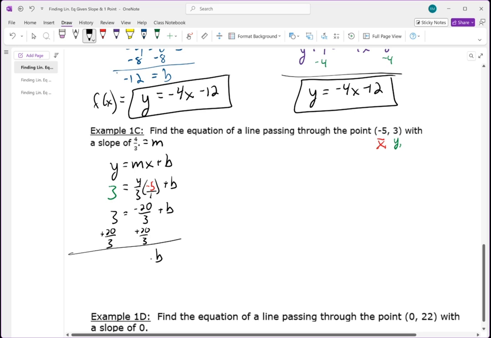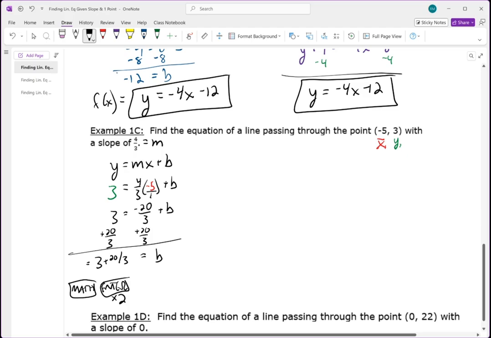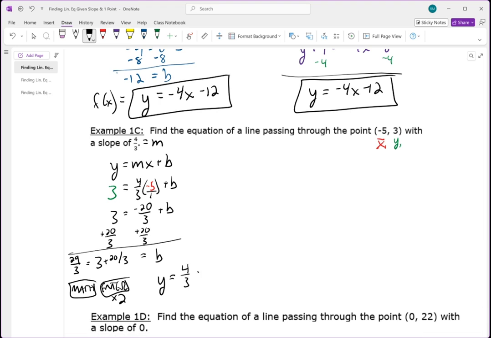Now, I highly encourage you to use your calculator when adding fractions. If you have a TI 83, 84, or plus in any of that regard, if you put this in as you see it, and then press math, and then enter twice, you will get an answer that is in fraction form, or 29/3. So my answer would be 4/3 x plus 29 over 3.